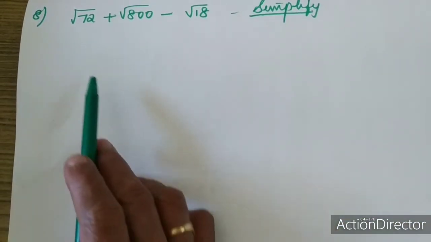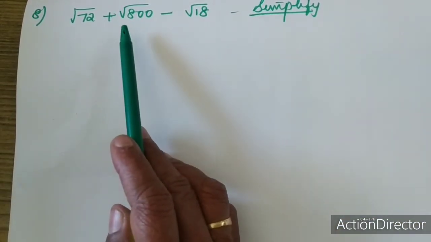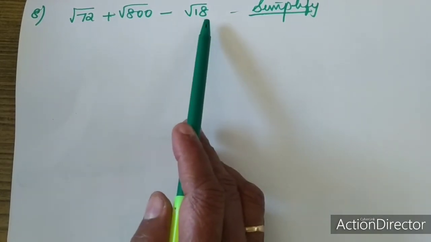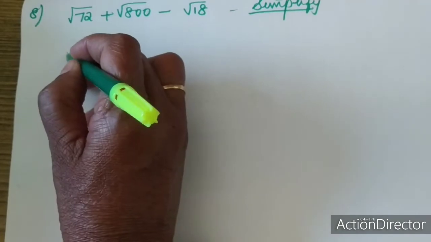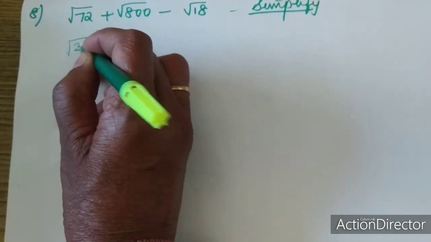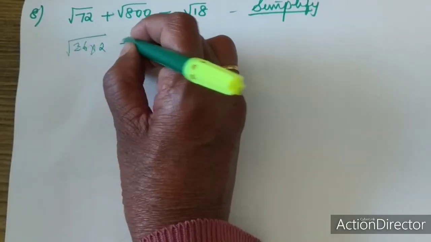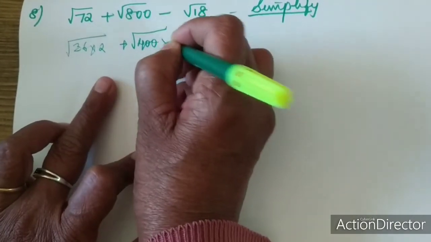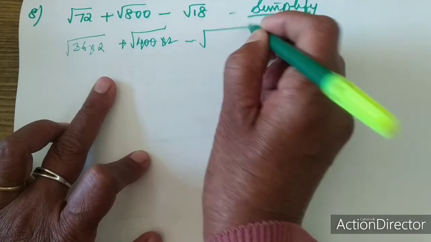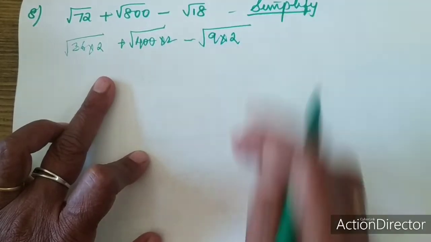So next question is simplify √72 + √800 − √18. So first you should know how to split these numbers. I can split 72 and write it as 36 into 2. Similarly, 800 can be written as 400 multiplied by 2, and 18 can be written as 9 into 2.